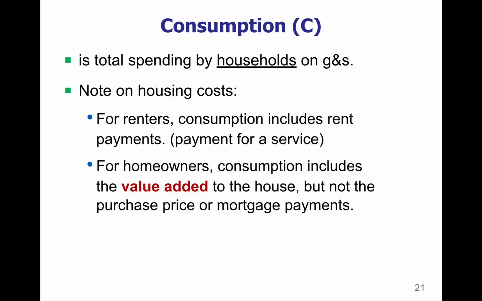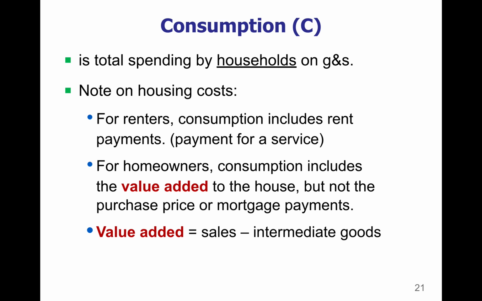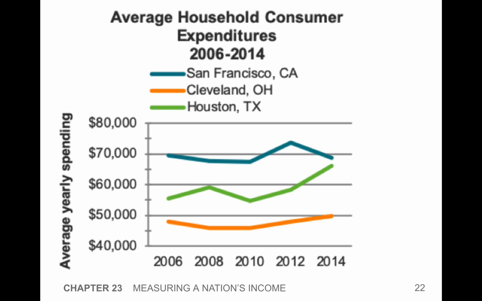So those specific things that you purchase would be counted towards consumption, but we would not count the housing price if it was a used house, and then also the upgrades to it. So value added is basically the sales price minus the intermediate goods.